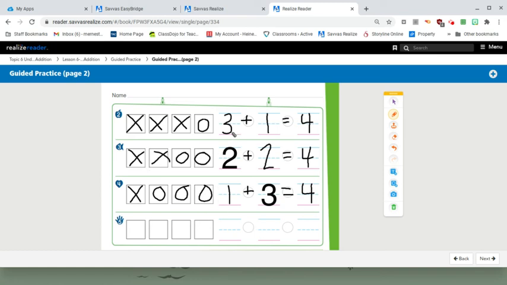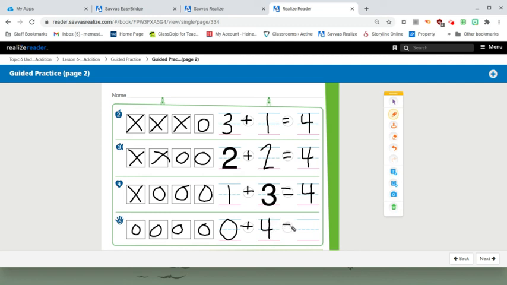Okay, if we had 3 x's, 2 x's, 1 x, how many are we going to have here? We're going to have 0. You're correct. And if I have 0 x's, how many circles am I going to have? Let's fill in all these boxes and see. 1, 2, 3, 4. 0 plus 4 equals, what does it equal?